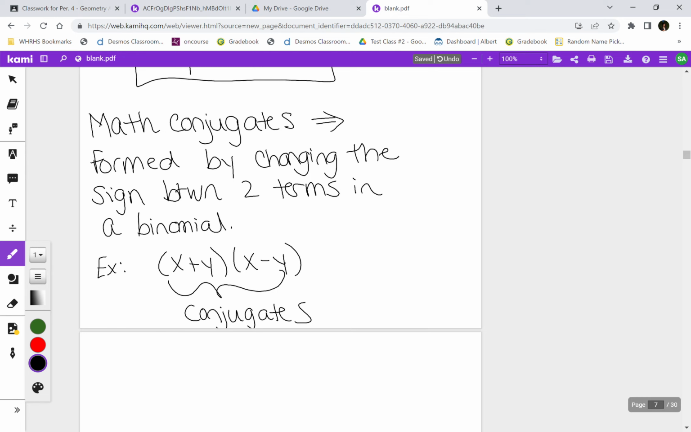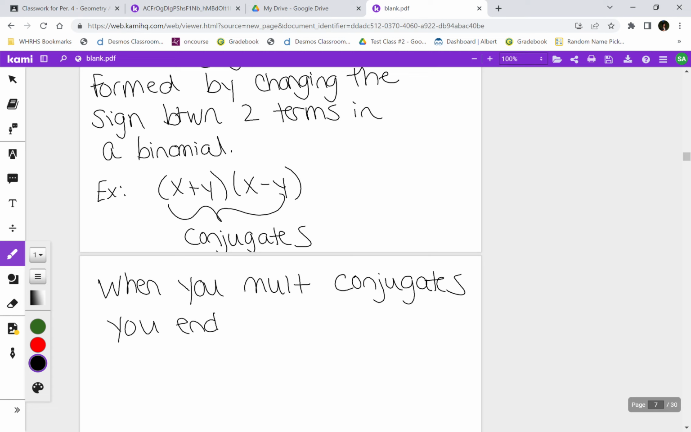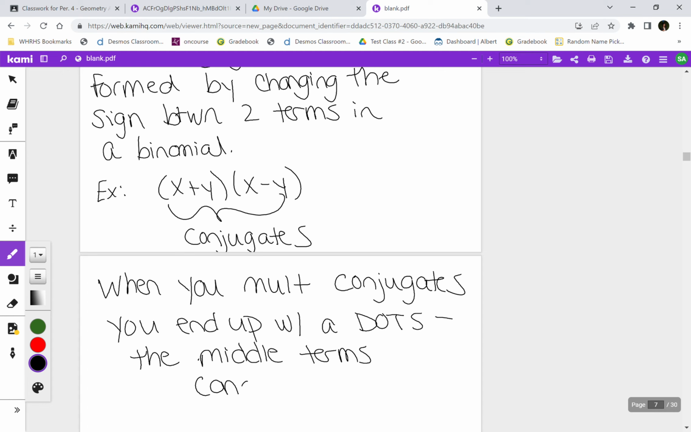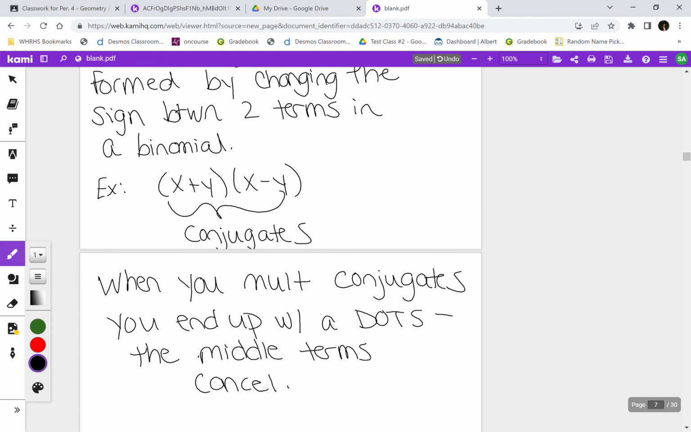What happens when you end up multiplying conjugates? It turns into a difference of squares. The middle term cancels. When you multiply conjugates, you end up with a difference of squares. The middle terms cancel. All right, so why do we need to know this?